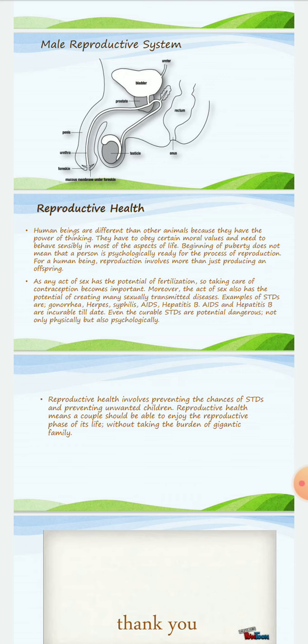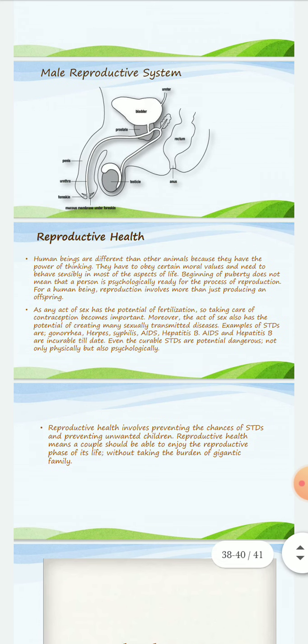So what we mean to say is, once an individual reaches puberty and is sexually fertile, that also means that he or she is responsible. So you need to be very responsible in making sexual decisions. Reproductive health involves preventing the chance of STDs and preventing unwanted children. Reproductive health means a couple should be able to enjoy the reproductive phase of life without taking the burden of a gigantic family.